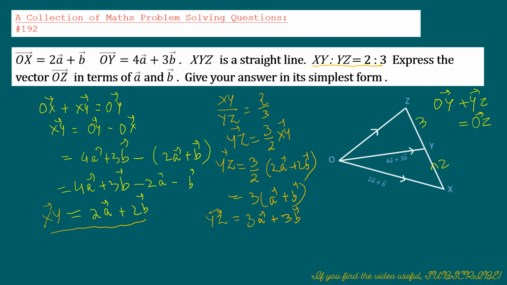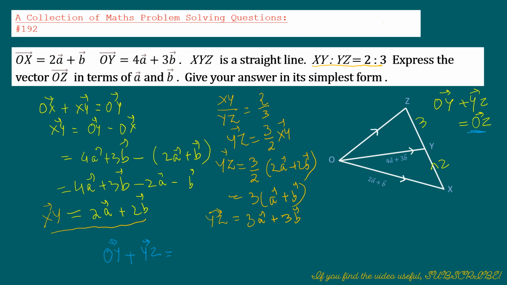And so OY plus YZ equals OZ. So OY, finally, the final bit. So if I say OY plus YZ, and that would equal OZ.